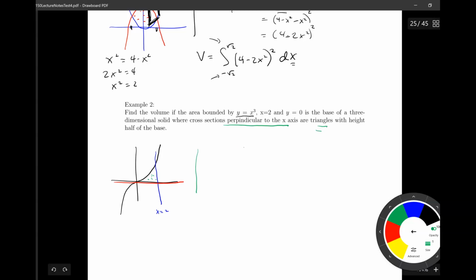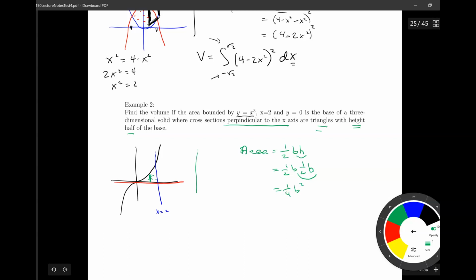And they're triangles. So I'm going to encourage you to find the area of the shape. The area of the shape is 1/2 base times height. And it tells me these triangles have height half of the base. So height will be 1/2 of the base. Okay, so this gives me 1/4 base squared.